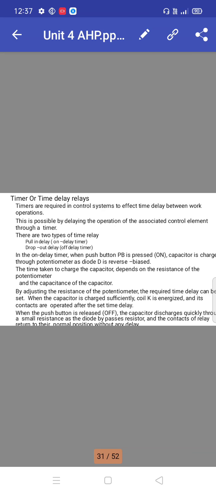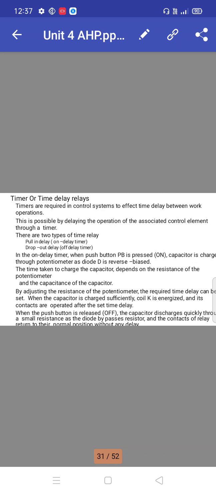Timers or time delay relays. Timers are required in control systems to effect a time delay between work operations. This is possible by delaying the operation of the associated control element through a timer. There are two types of time delay: pull-in delay or on-delay timer, and dropout delay or off-delay timer.